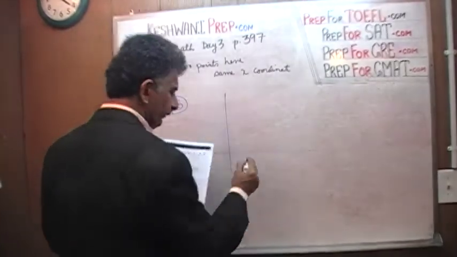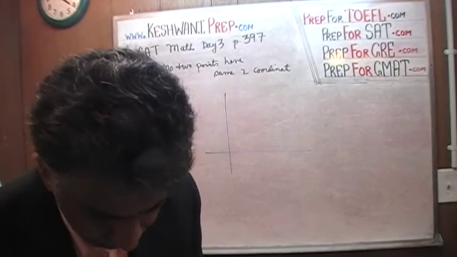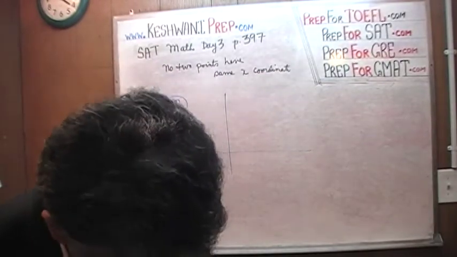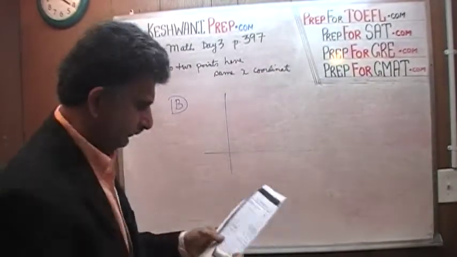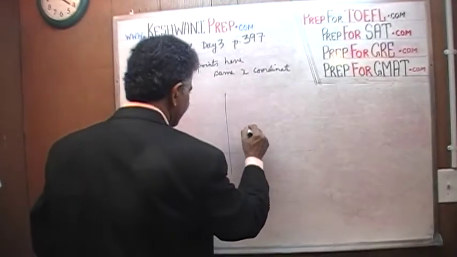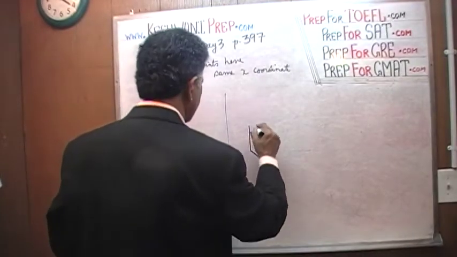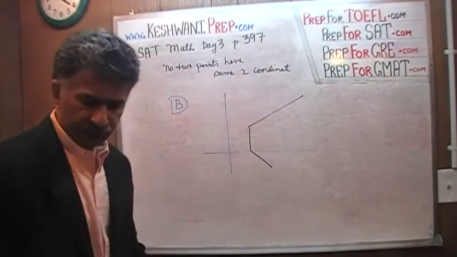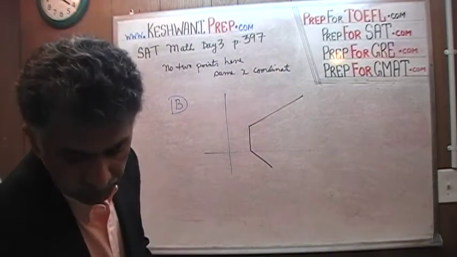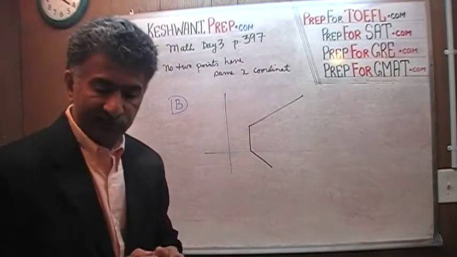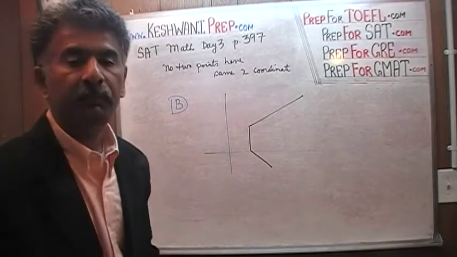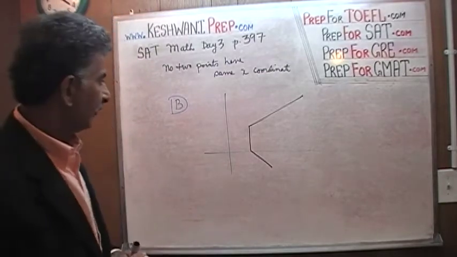In B, we have something like this. Let me change the color so you can see properly. It looks something like this. Are there any points on this graph, 2 points which may have the same x-coordinate? And the answer is yes. There are infinite number of pairs which would have the same x-coordinate.